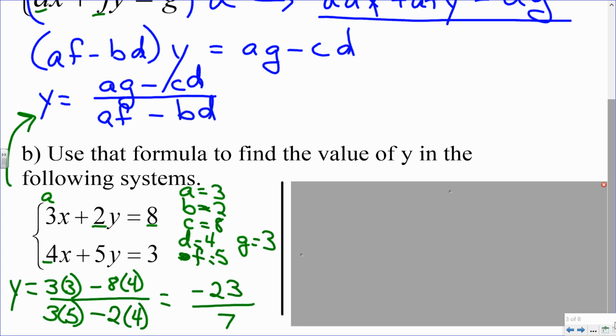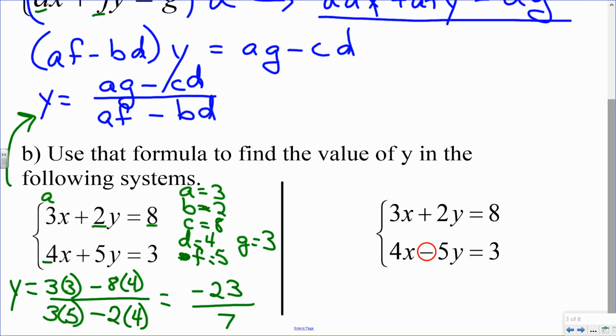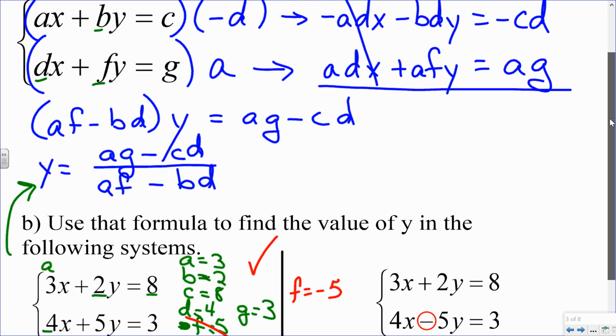Now, let me change my system just barely. The only change I'm going to make is I'm going to change that plus 5y to a minus 5y. Everybody comfortable with that? So that means I can still use all of these, A, B, C, D, and G. I just need to change F, and now F is negative 5 to make it match with what I originally had here.